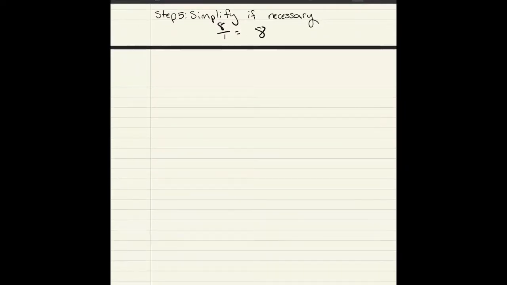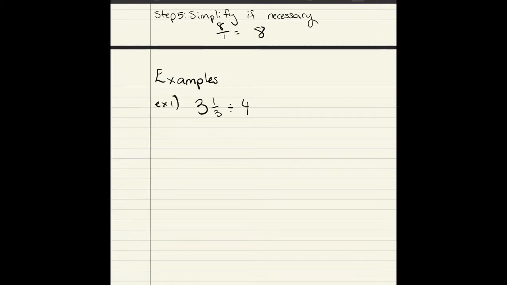Let's do some examples before I go completely insane. All right, here are our examples. So example 1 is 3 1/3 divided by 4. My first step is to change all mixed numbers into improper fractions. So this 3 1/3 is the only mixed number I have, so it's the only one I need to change.